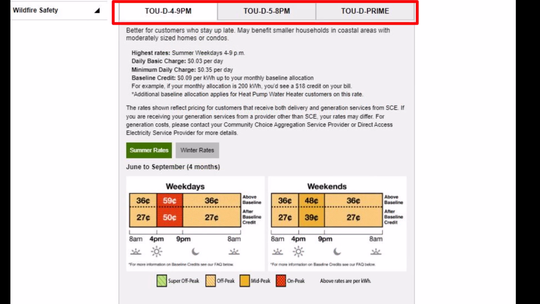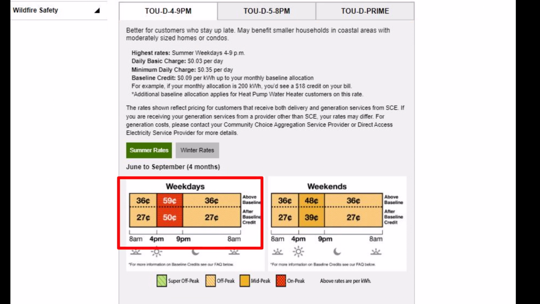There are 3 available time of use rate plans. These rate plans charge for electricity based on what time of the day you use your power. Pricing information for each TOU rate is accessible via SCE.com. Prices for on-peak hours are higher than other hours of the day. This means that any appliance or device that you use in your home during on-peak hours will increase the dollar amount of your bill. Switching energy usage away from on-peak hours can save you money.